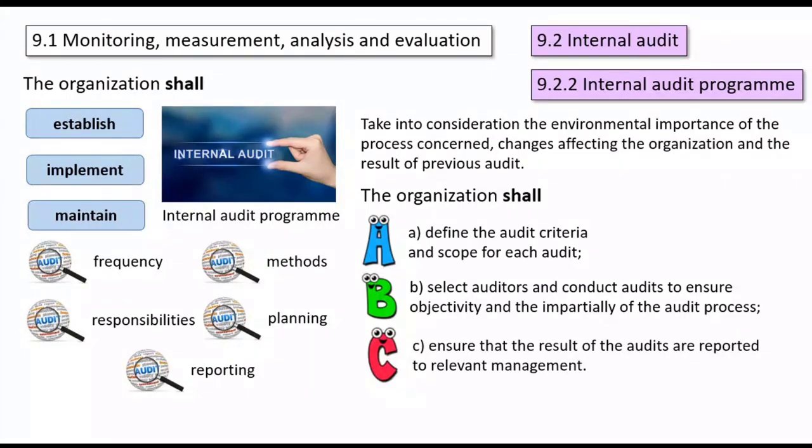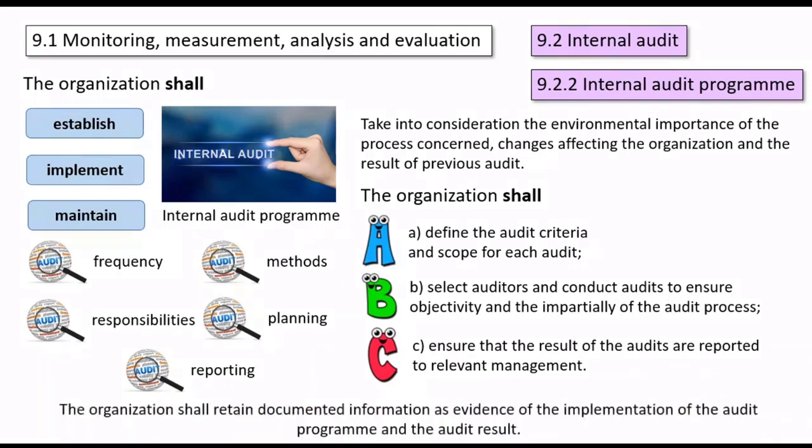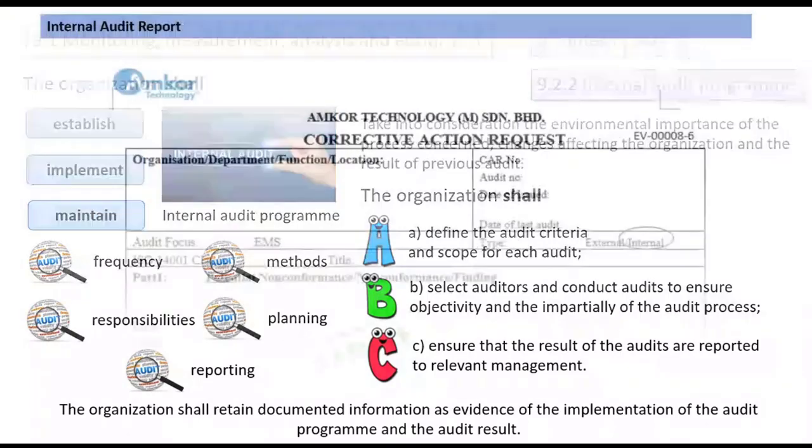C, ensure that the results of the audit are reported to relevant management. There's no point if you conduct an audit but you keep the information. So you need to report to the relevant management. And all this process should be retained as documented information as evidence of the implementation of the audit program and also the audit result. You must keep all the process, all the documentation, and when the external audit comes, you can show this as evidence that you already fulfill the requirement under 9.2.